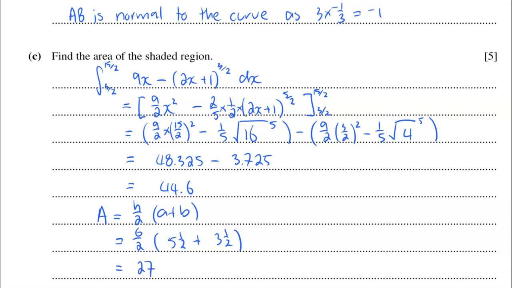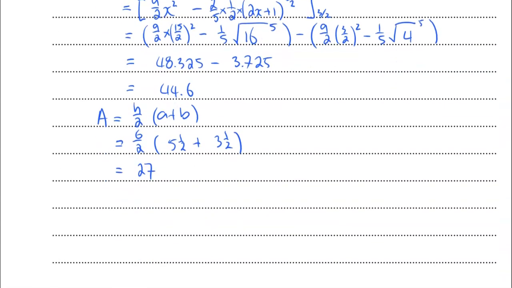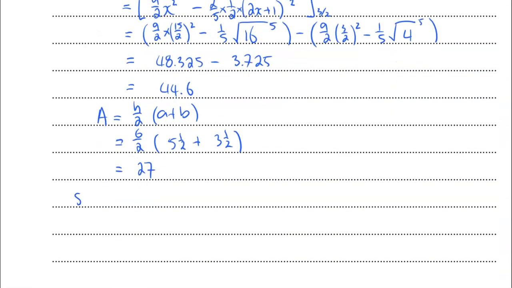Okay, 27. Okay, so the shaded area is 44.6 minus 27. And let's write that. 44.6 minus 27, and that equals 17.6.